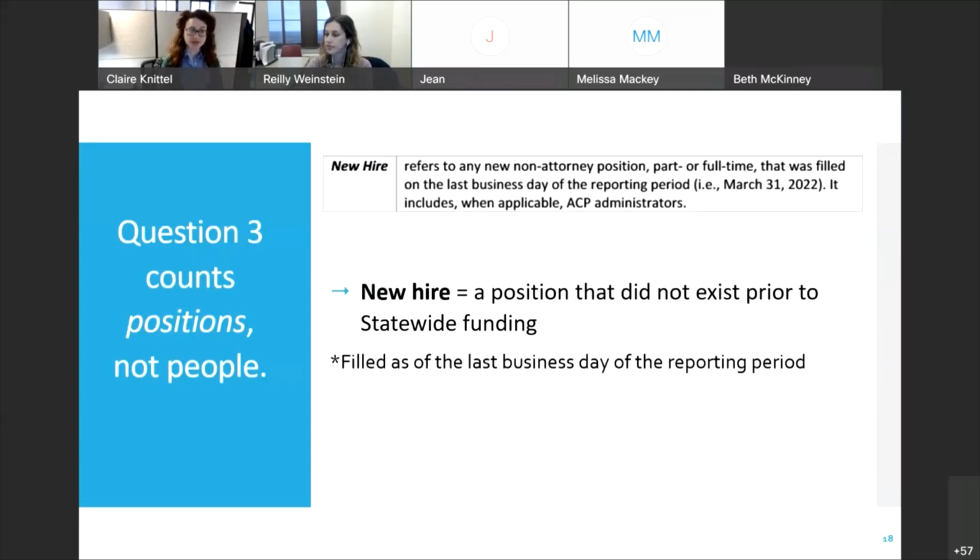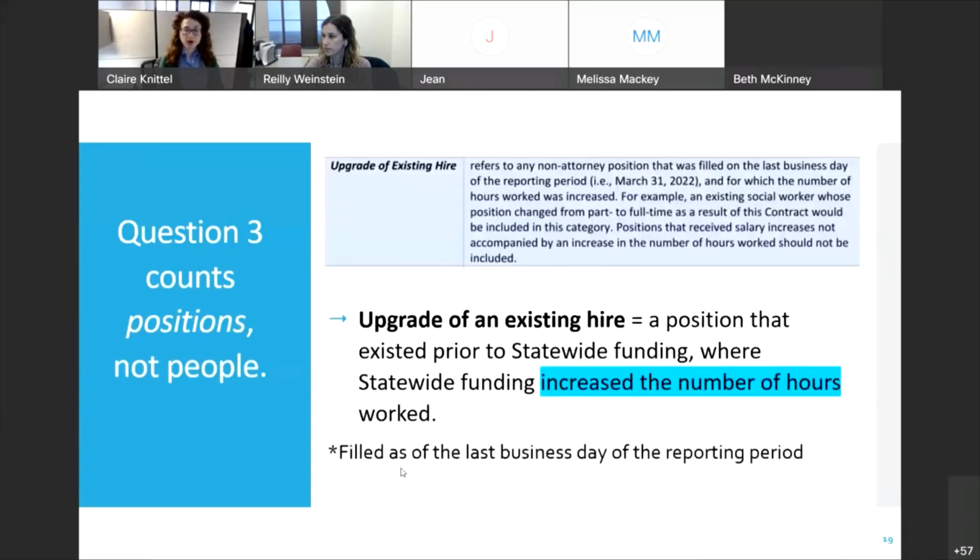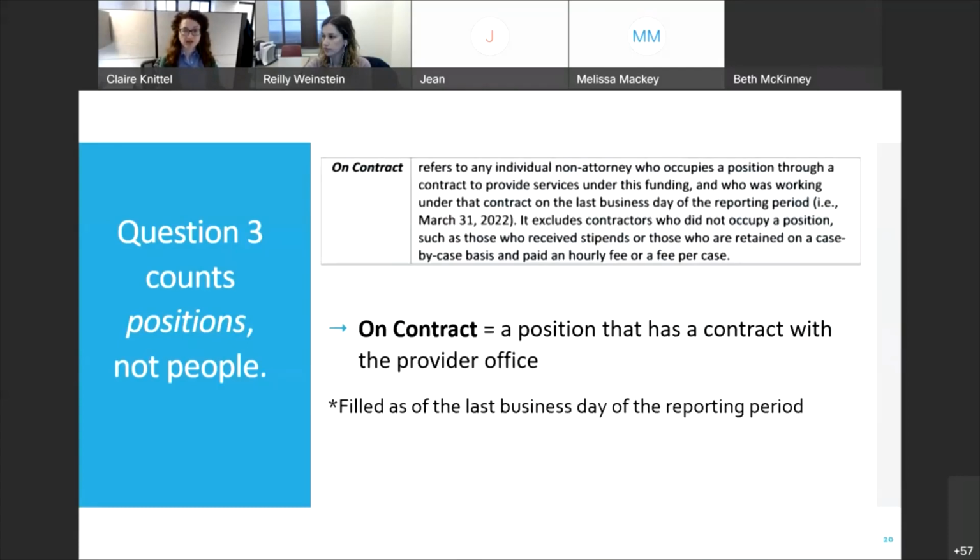So again, when you're categorizing a position for step 3, you're figuring out how that position shows up in your budget. Your new hires are positions that did not exist prior to statewide funding and were filled as of the last day of the reporting period. Your upgrades of an existing hire are positions that existed prior to statewide funding, where statewide funding increased the number of hours worked. Again, go to your work plan to find that language. And your contract positions are positions that have a contract with your provider office and are filled as of the last day of the reporting period.